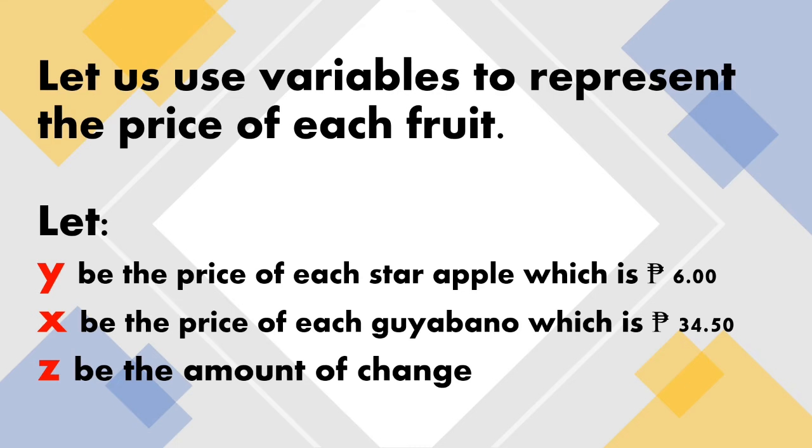Let us use variables to represent the price of each fruit. Let y be the price of each star apple, which is 6 pesos. x be the price of each guyabano, which is 34 and 50 cents. And z be the amount of change.